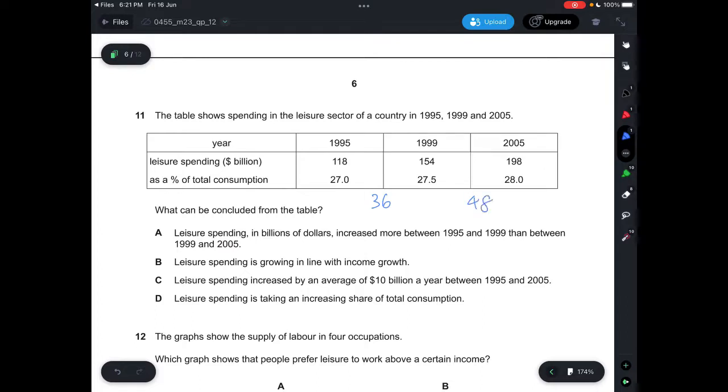So the statement that leisure spending in billions of dollars increased more between 1995 and 1999 than between 1999 and 2005 is not correct. Okay, and then B says leisure spending is growing in line with income growth.